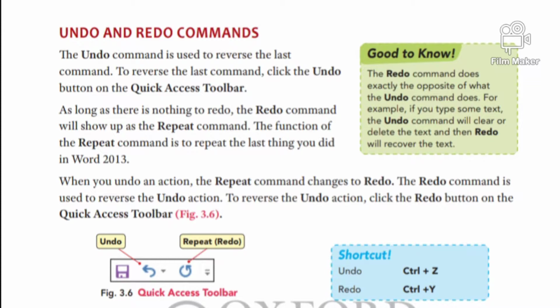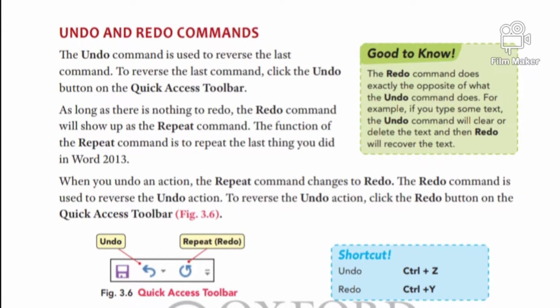Okay, when you undo any action, the repeat command changes to redo. And what happened? The repeat command automatically changes to the redo command. The redo command is used to reverse the undo command. What is the use of the redo command? The redo command is used to reverse the undo command. To reverse the undo action, click the redo button on the quick access toolbar.